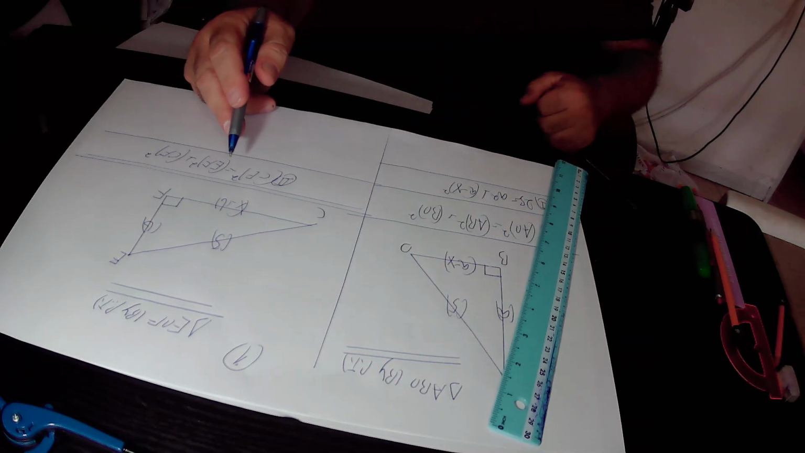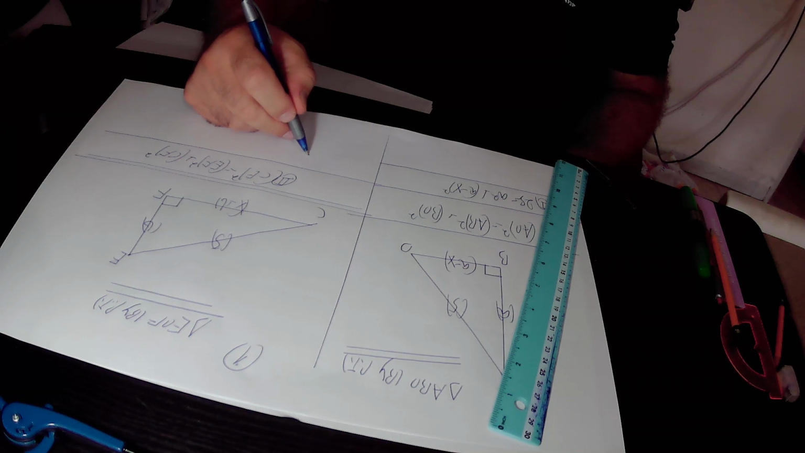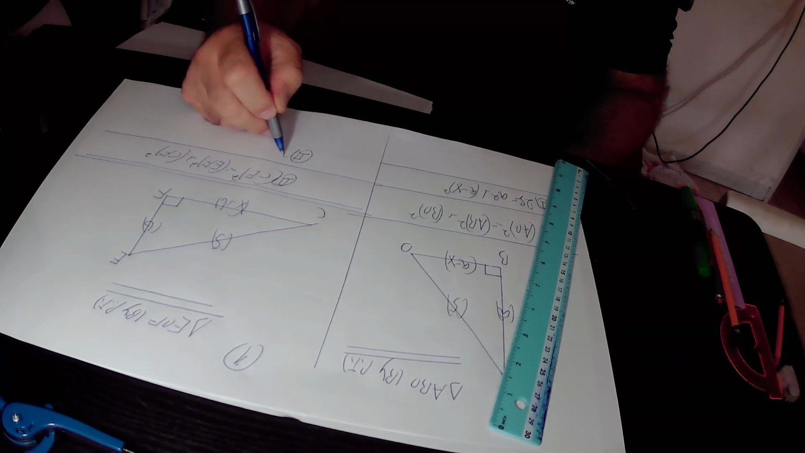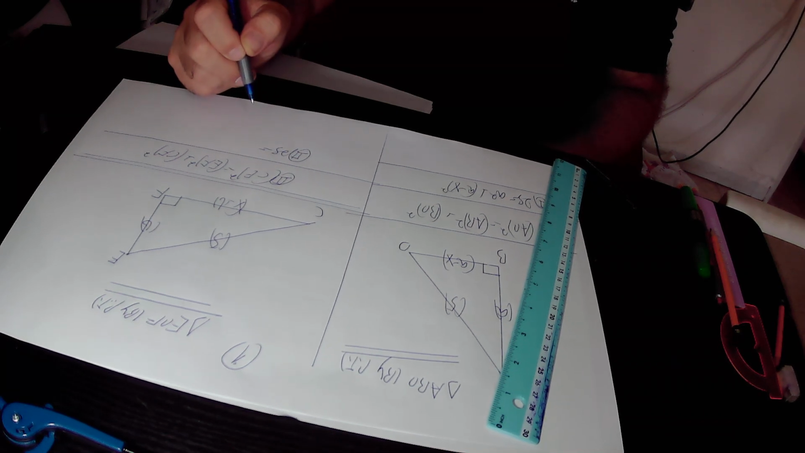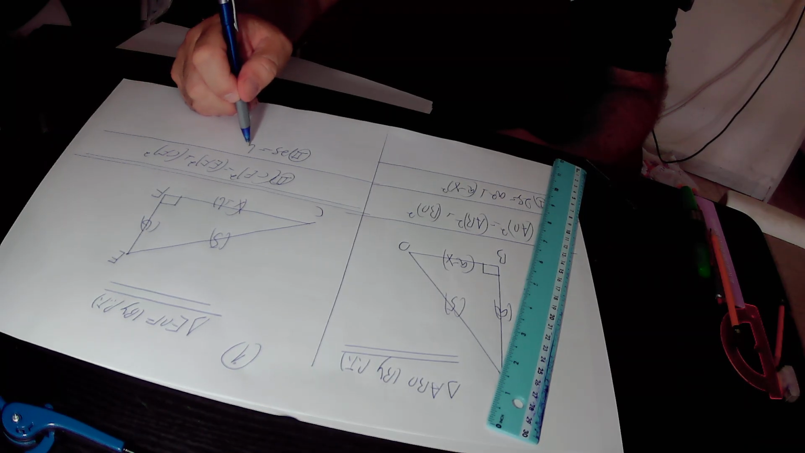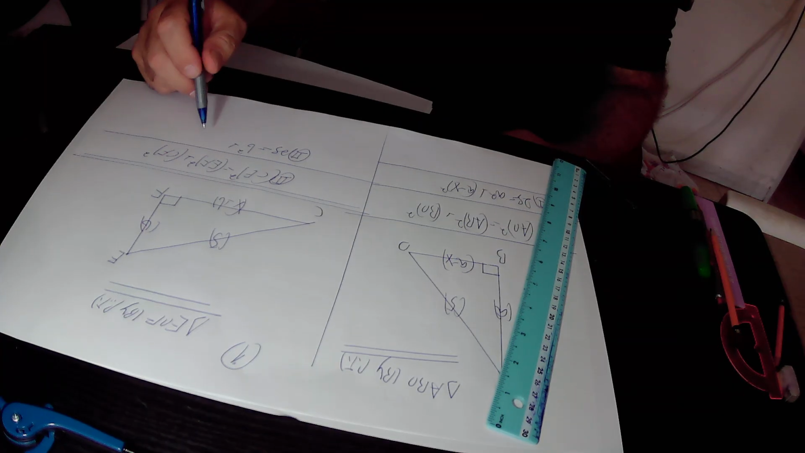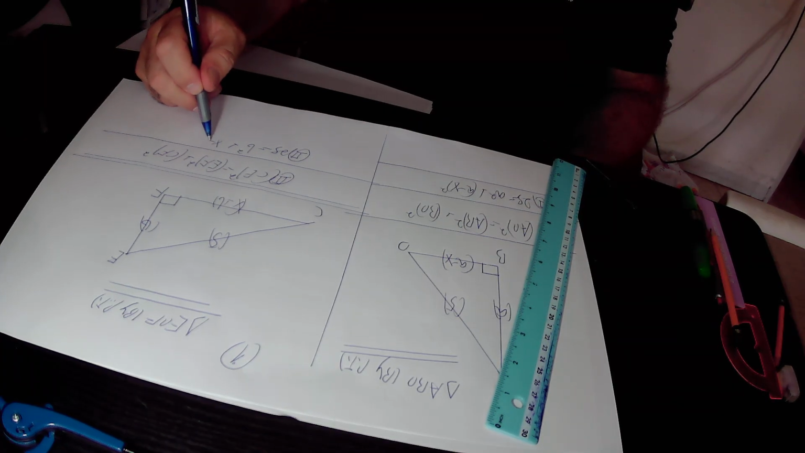The hypotenuse C equals 5 units, therefore CE squared is 5 squared, that is 25. And it is equal to EF squared. EF is B, therefore EF squared is B squared plus CF squared. CF is X plus B, therefore CF squared is (X plus B) squared.